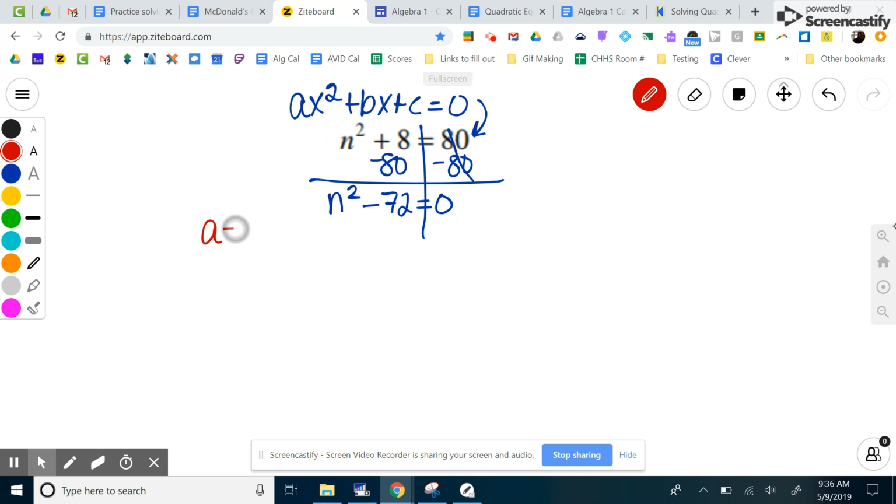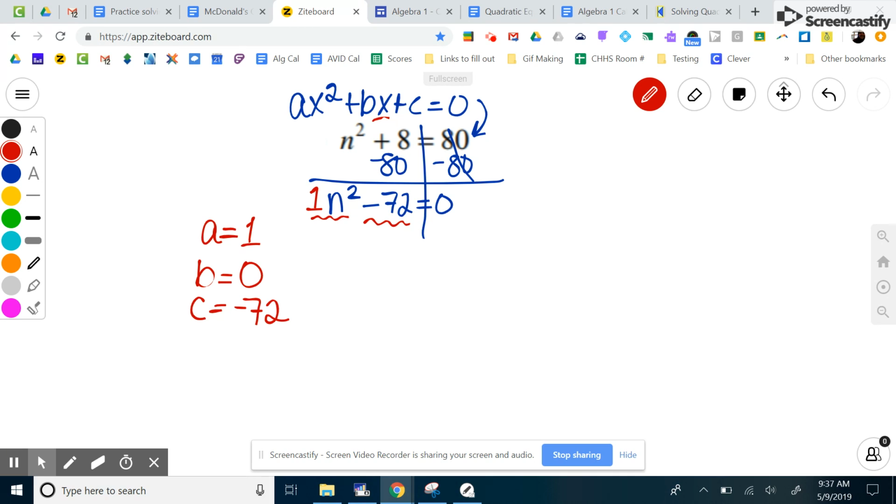So A is always my number in front of my squared term. If there is no number, remember it's an invisible 1. So I got A is 1. B is always the number by the x, or in this case, my n. Look at this problem. There is no n in this problem. So that means my b is 0. And then my c is my constant. My constant this time is negative 72.